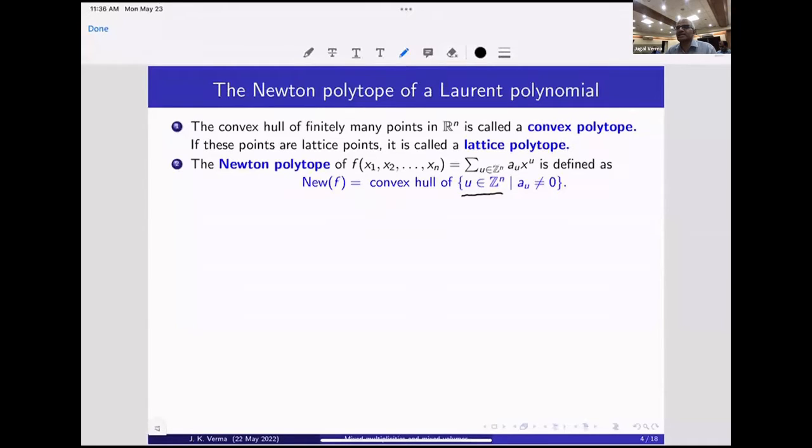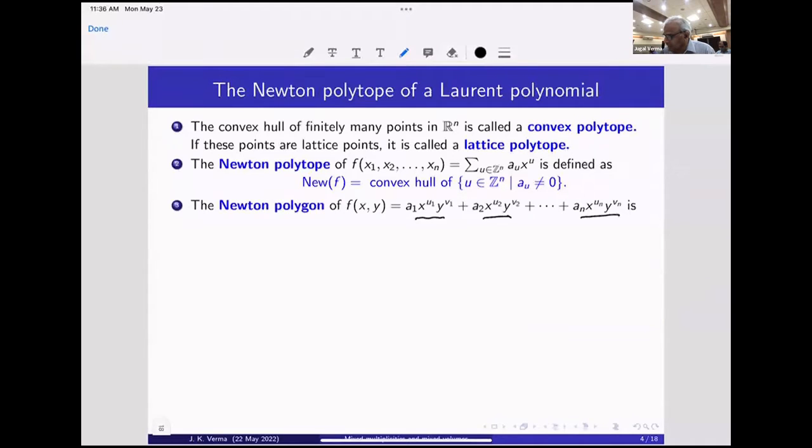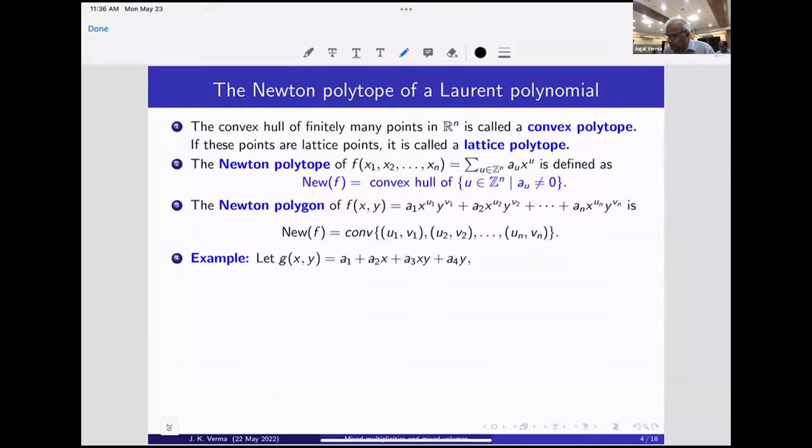So it completely disregards the coefficients. It only looks at which monomials are occurring. And for each monomial, I have a lattice point, and there are finitely many lattice points. Take the convex hull. That is the Newton polytope. So, for example, if I have a bivariate polynomial, and I display the monomials which are occurring in this polynomial, then I have n lattice points in the plane. Okay, so these exponent vectors are coming from the monomials. I take the convex hull of these n points. That is called a Newton polygon.